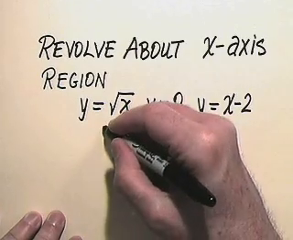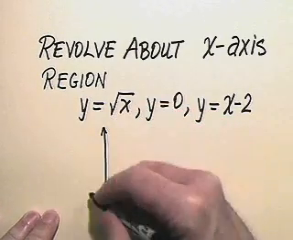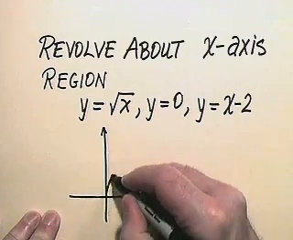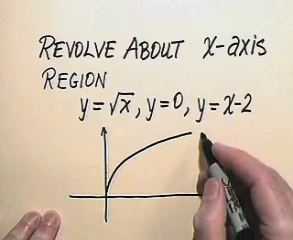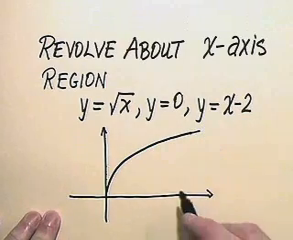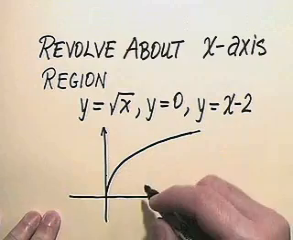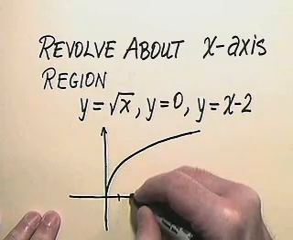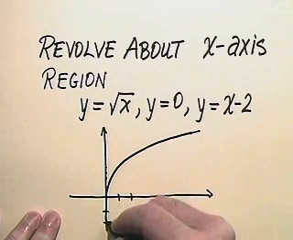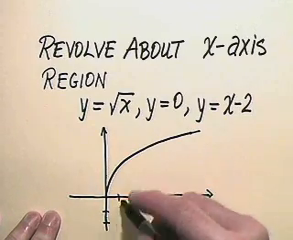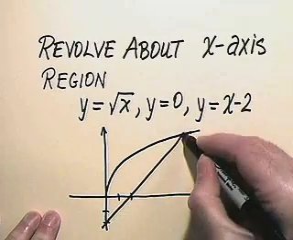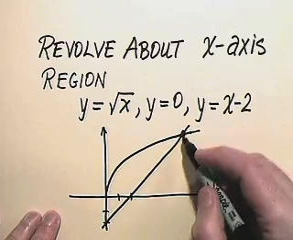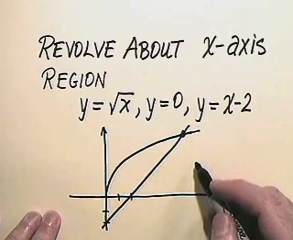Notice if I draw a quick sketch here, y equals square root of x is a parabola on its side, the upper half opening to the right like this, and y equals x minus 2 is a line of slope 1 which goes through the vertical axis at height negative 2, 2 units down, so it's coming through like this. And so what we're going to have to do is find this point where the line intersects the parabola.